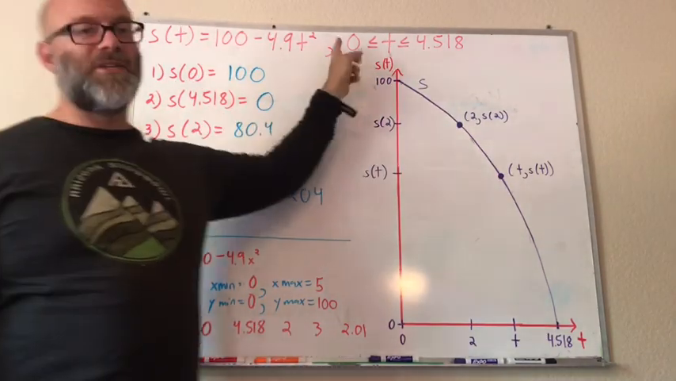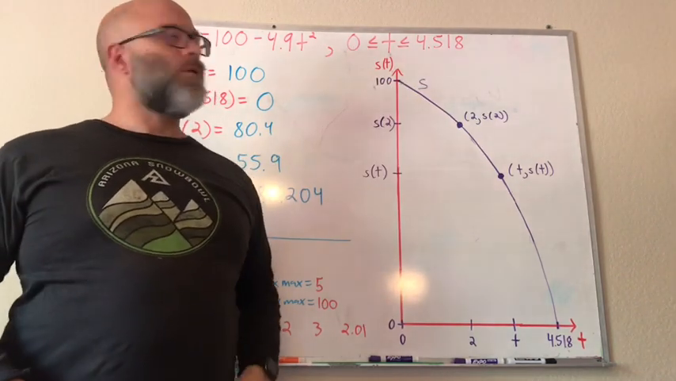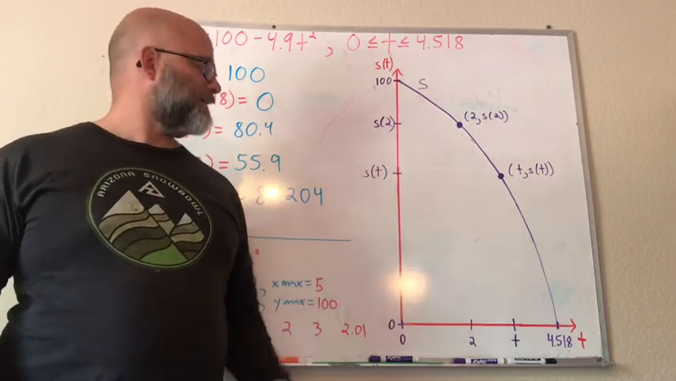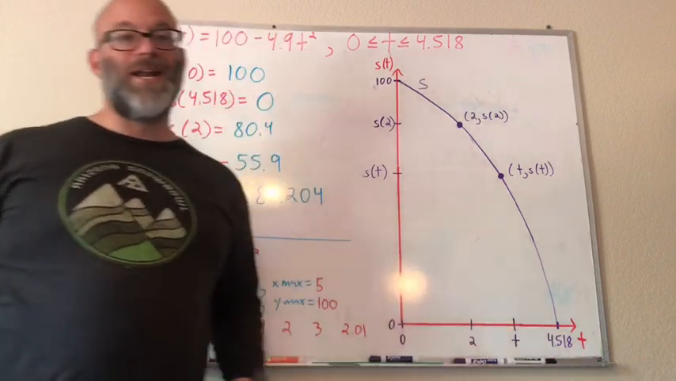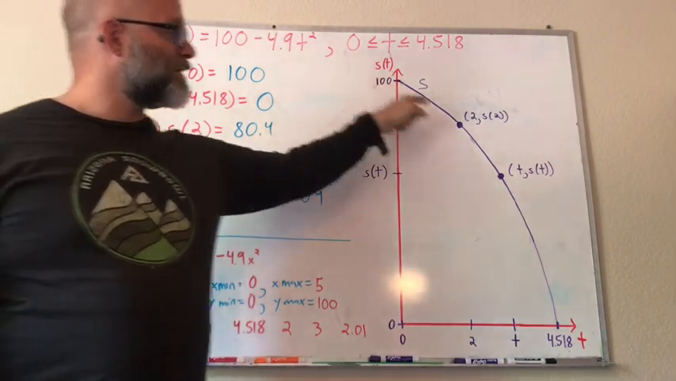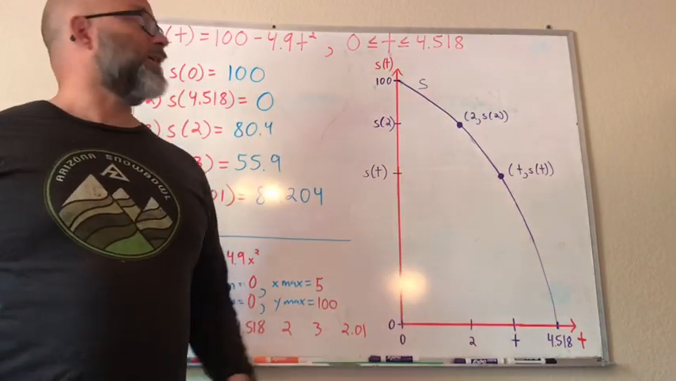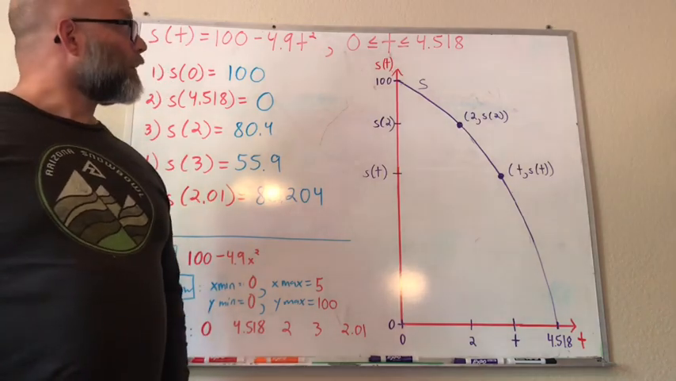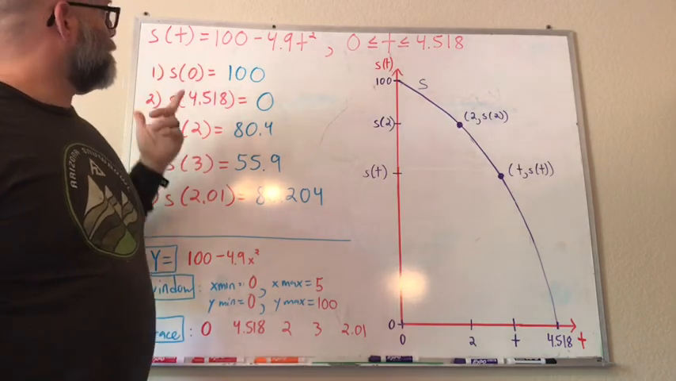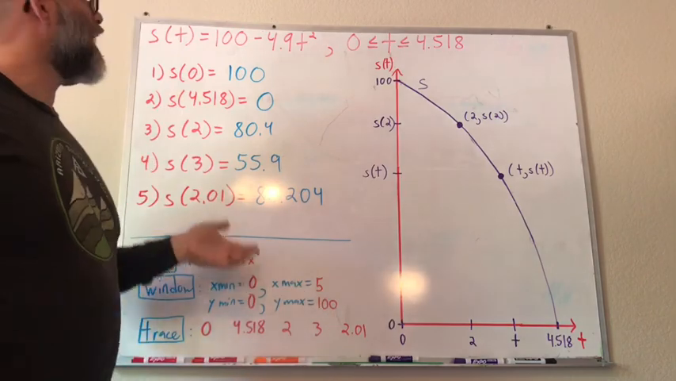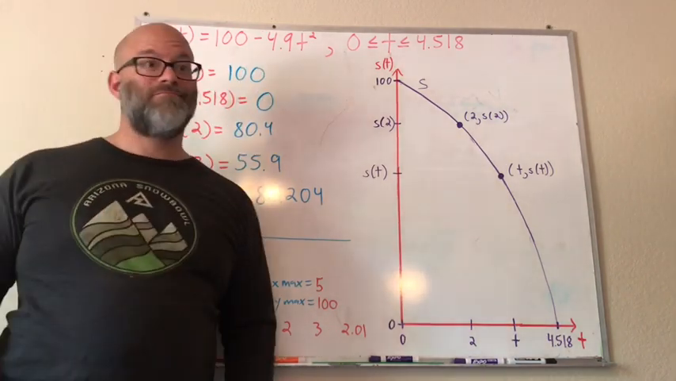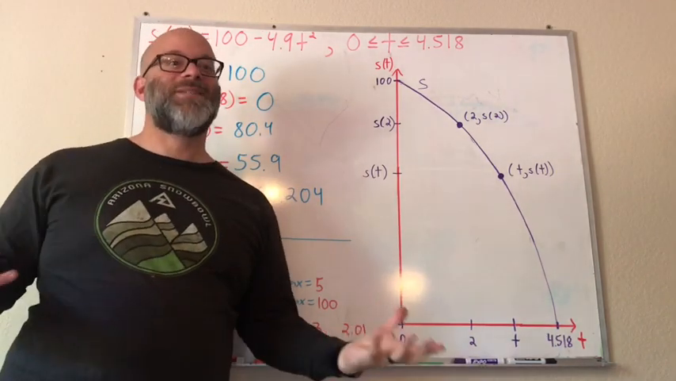But we're going to limit the domain to 0 to 4.518. So I'm only going to draw this portion of the graph, the part I'm actually going to use. All right, well, what are some basic things that I could calculate using a position function? Position. That's what I could calculate.